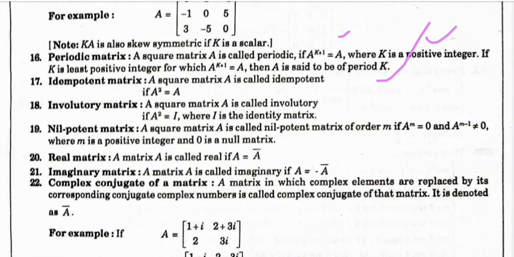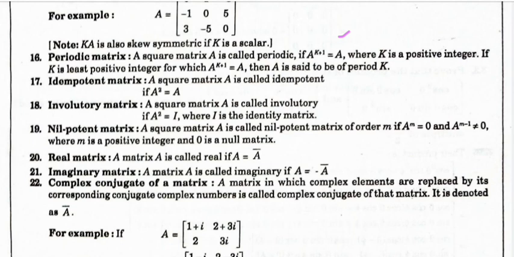So an idempotent matrix is defined by A square equal to A. If any matrix follows this property, then that matrix is called an idempotent matrix. Now next is your involutory matrix. An involutory matrix is a square matrix A such that A square is equal to I, where I is your identity matrix. Now come to the next type of matrix, that is your nilpotent matrix.